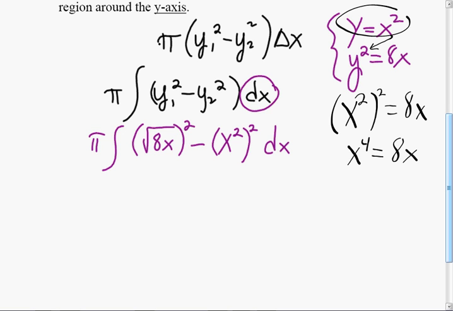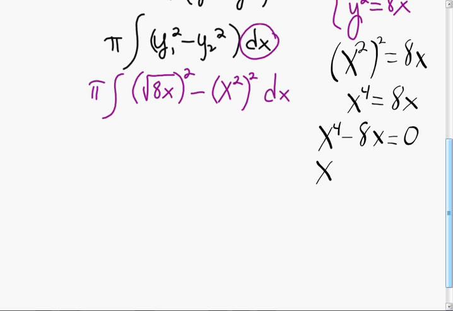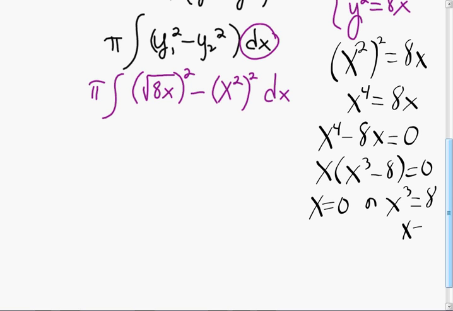To solve any equation, I set it equal to 0. Some of you might be able to look at that and tell me right away what the answer is. x to the 4th minus 8x equals 0. I'm going to factor out what? X. Then it's x cubed minus 8 equals 0. So either x equals 0 or x cubed equals 8. So that means x equals 2. So we're going to go from 0 to 2.